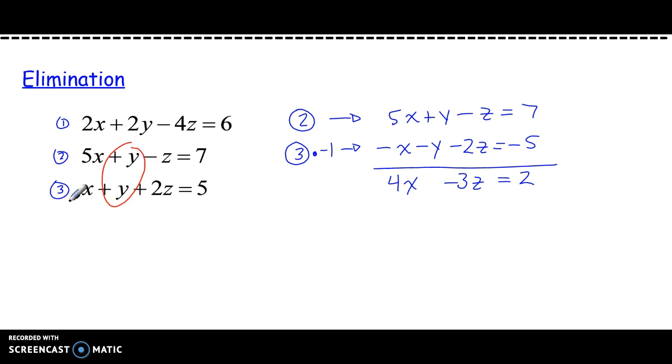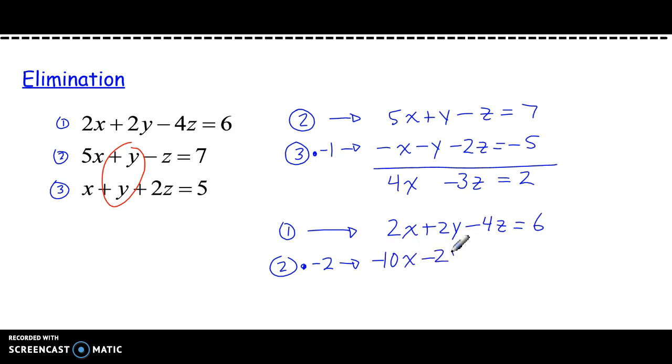So let's say I use equations 1 and 2, and if I want to eliminate y, I'm going to have to, well, let's see, what seems easiest? I'll take equation 2 times negative 2, and just leave equation 1 alone. So 2x, 2y, minus 4z equals 6 versus negative 10x minus 2y plus 2z, watch out for the double negative, equals negative 14. And you get negative 8x cancels, minus 2z equals negative 8.